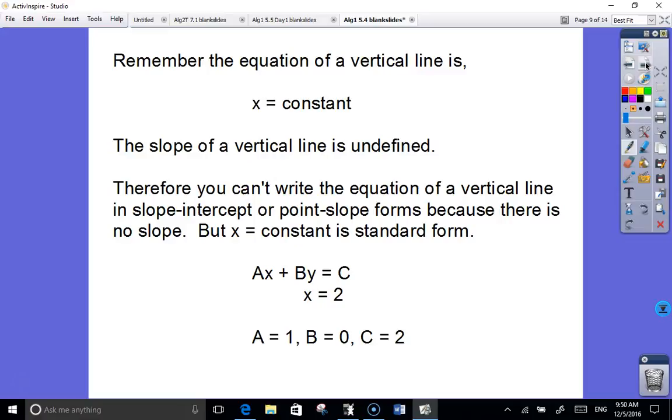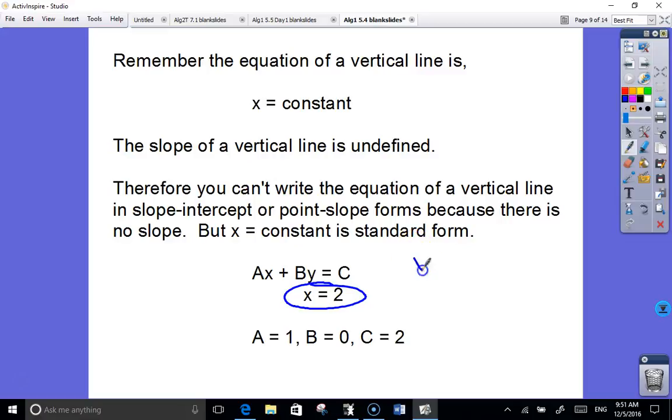So the only way you can write the equation of a vertical line is standard form. If I say x equals 2, that's standard form, right? That has ax plus by equals c. The a is 1, the b is 0. That's why you don't see a y, and the c is 2. So if you write a vertical line like x equals a constant, that is standard form. You can't use the other two because there is no slope. Both point slope and slope intercept need the slope, but there is no slope. So we can't use those forms for a vertical line, right?